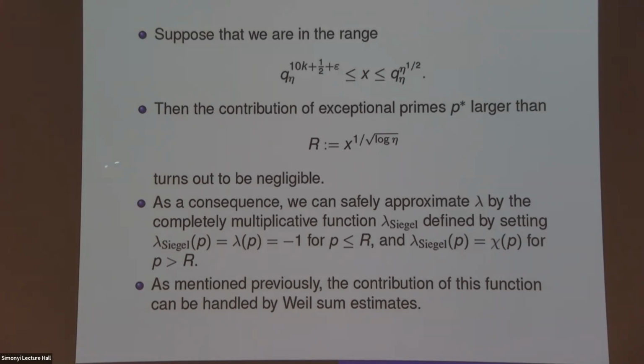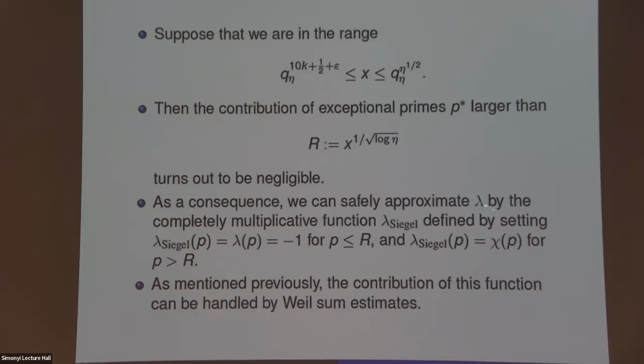As a consequence, once x is reasonably big, the practical upshot is that we pick a threshold for primes, x to a small power, which we call R, beyond which there are so few exceptional primes that the influence of these primes on all of these correlations is basically negligible, smaller than the main term. And so because of that, you can actually approximate things like the Liouville function by nicer things.